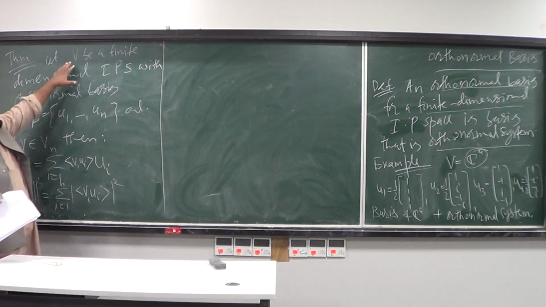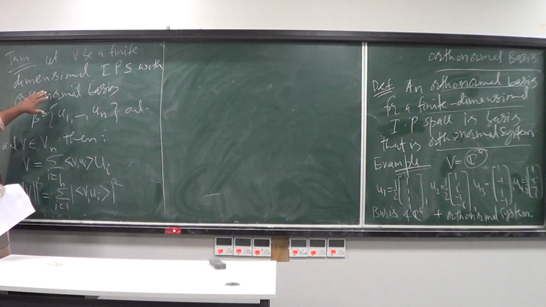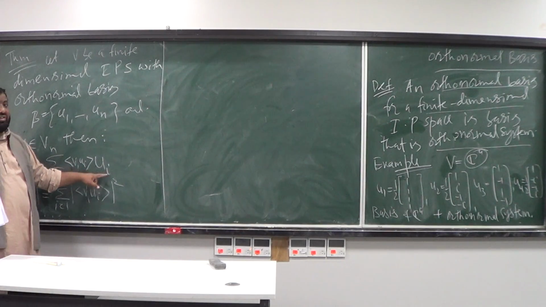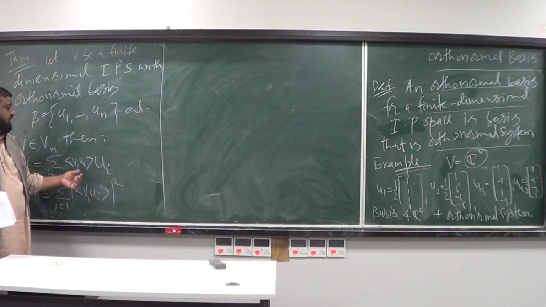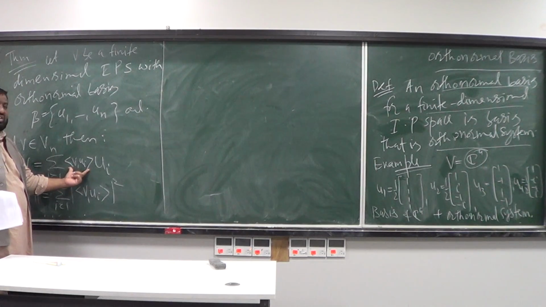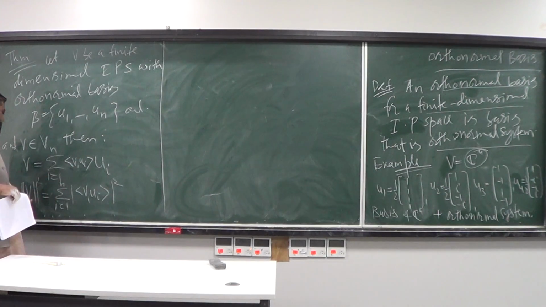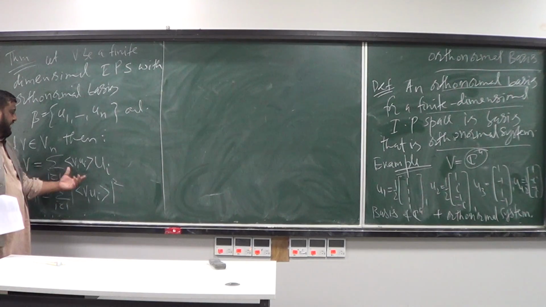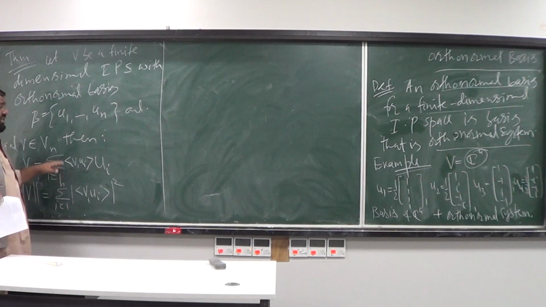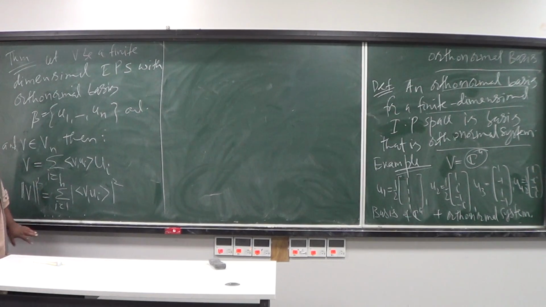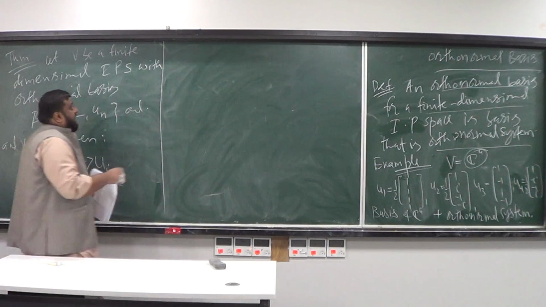If I have a finite dimensional inner product space with an orthonormal basis, then any vector can easily be written as a linear combination of that orthonormal basis. The coefficients are going to be the inner products of v with u_i, and its magnitude squared can be written as simply taking these coefficients, squaring their magnitudes, and summing them from 1 to n. So this is what I would like to prove.